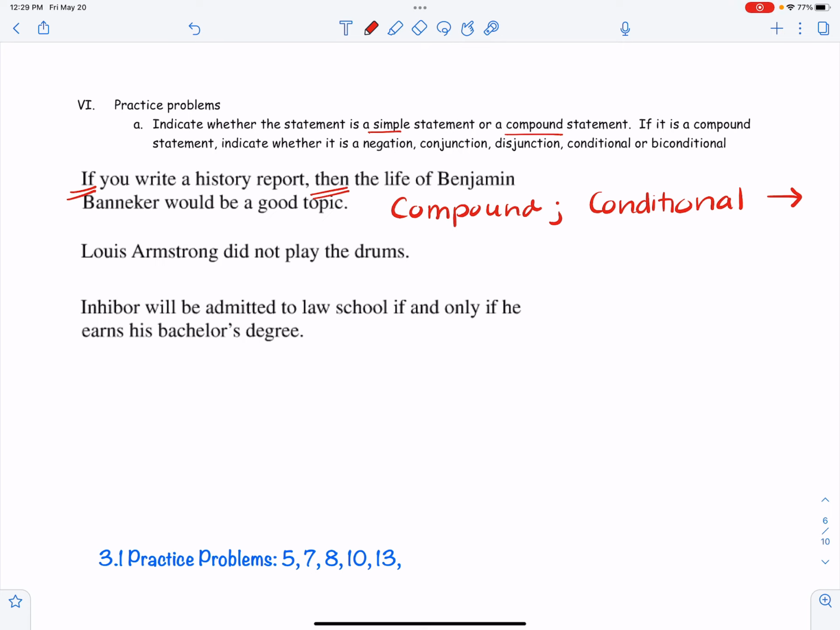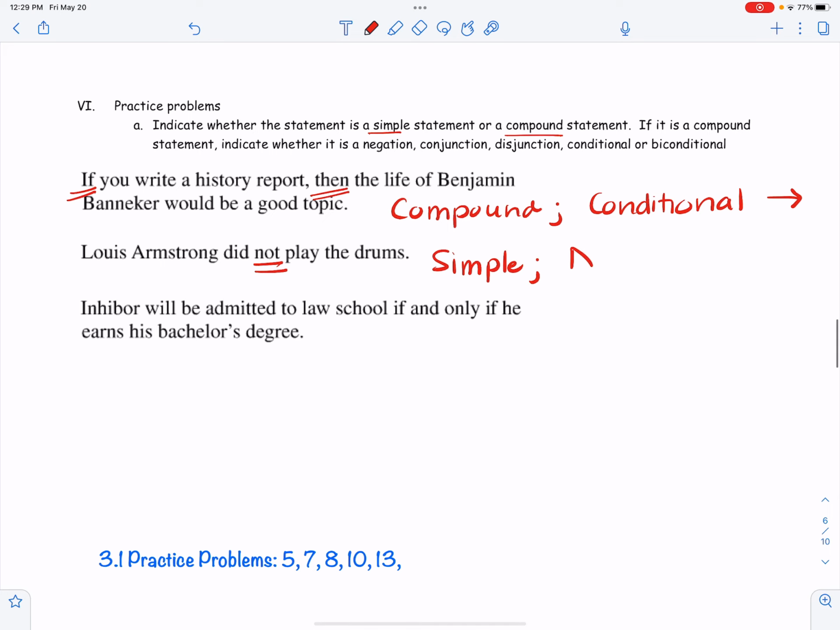All right, my second statement here, Louis Armstrong did not play the drums. Notice I focus in on these key words as soon as I see them. This is one idea. Louis Armstrong did not play the drums, right? It's just one idea that we're talking about here. So this is a simple statement, but because it has the not in there, that makes it a negation.